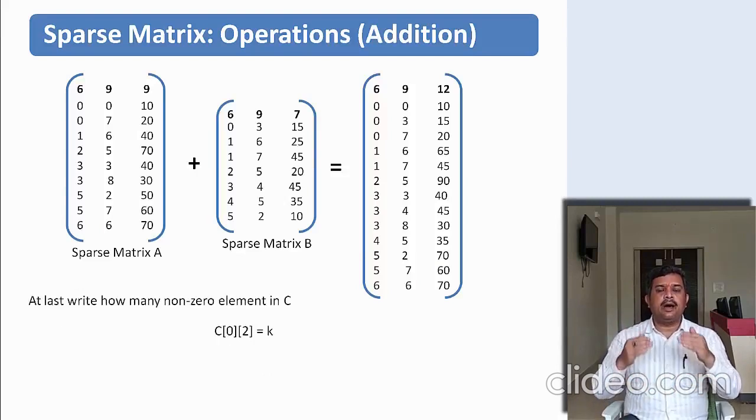And at last, how many entries are there in the row? I will write it in the C02 location. That will indicate the non-zero elements in this particular matrix.